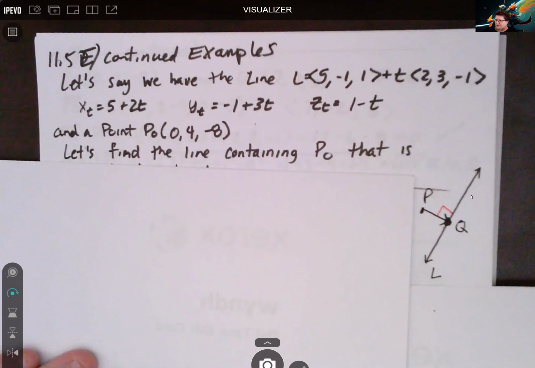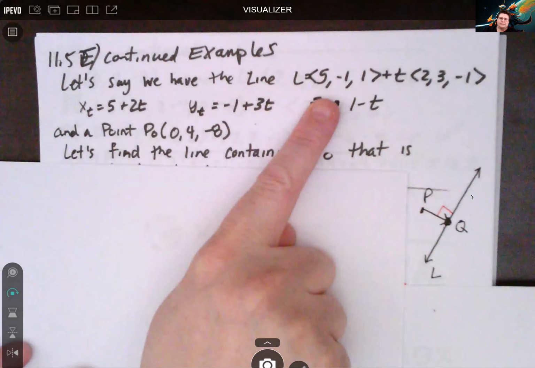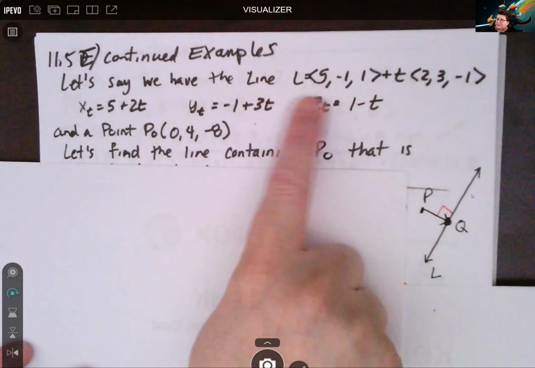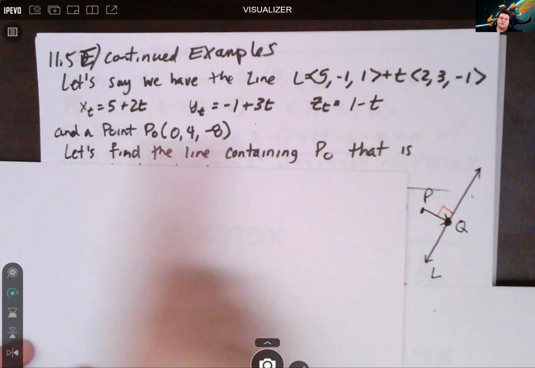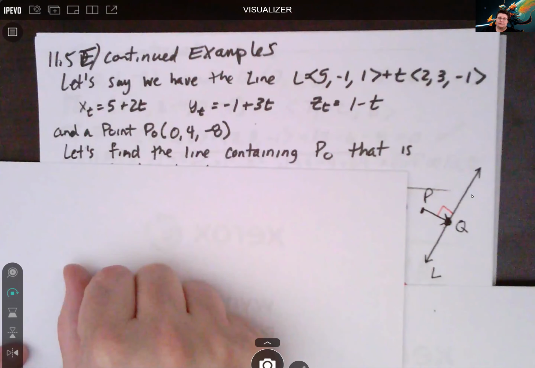Let's jump right into it and take a look at this problem. Let's say we have a line L, and I drew a picture. We can write it in terms of parametric equations. So I've got L as a function of a starting vector plus t times a vector going from there. If I write L in terms of its parametric equations, x of t is 5 plus 2t, y of t is -1 plus 3t, and z of t equals 1 minus t.